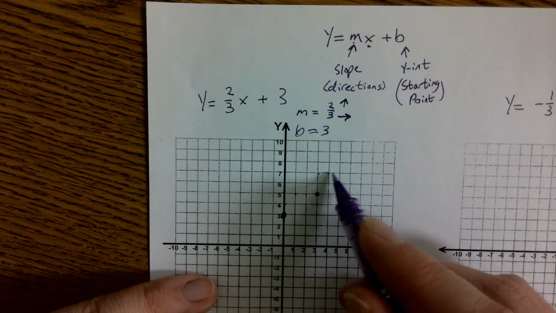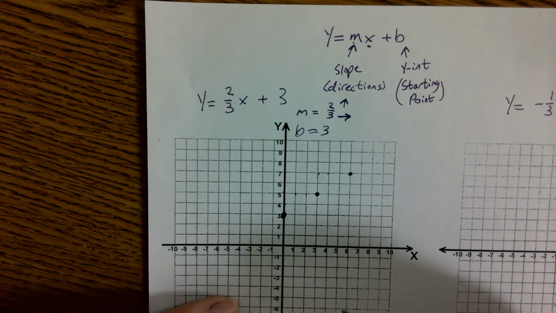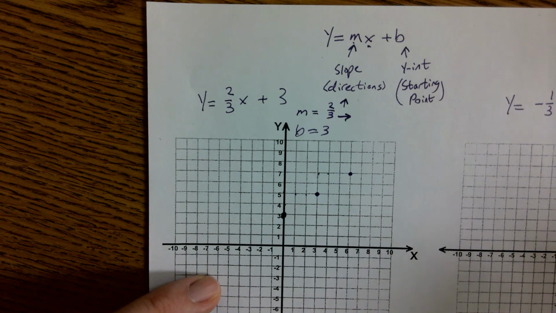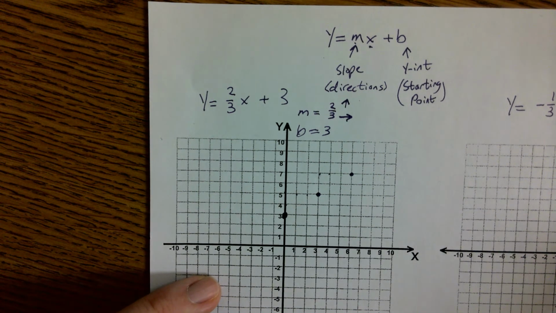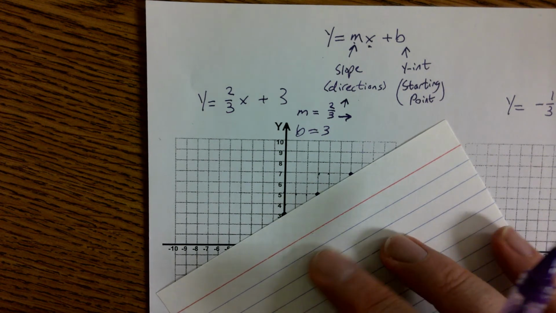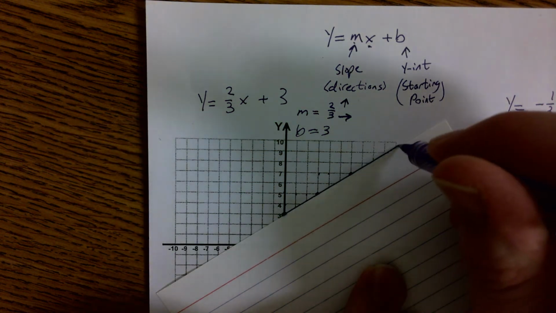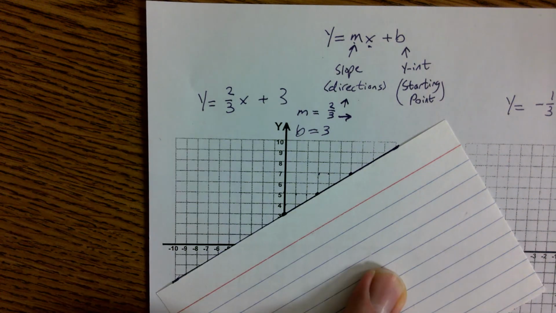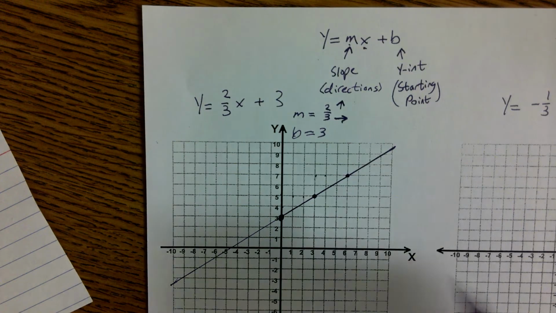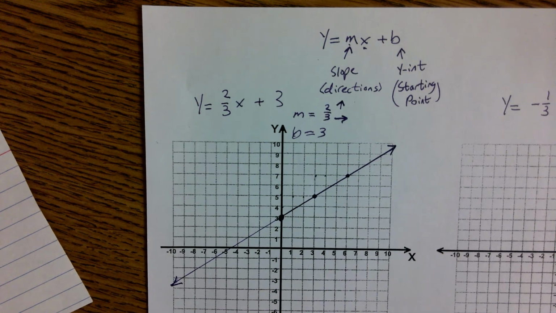Up 2, right 3. And notice how they look like they're in a straight line, and that's what we want. We want them to look like you can connect them using a ruler or some sort of straight edge. So I'm going to use an index card as my ruler. I'm going to line up my dots as best as I can, and then I am going to draw my line through them. And that is our linear graph of our original linear equation, y equals 2/3 x plus 3.